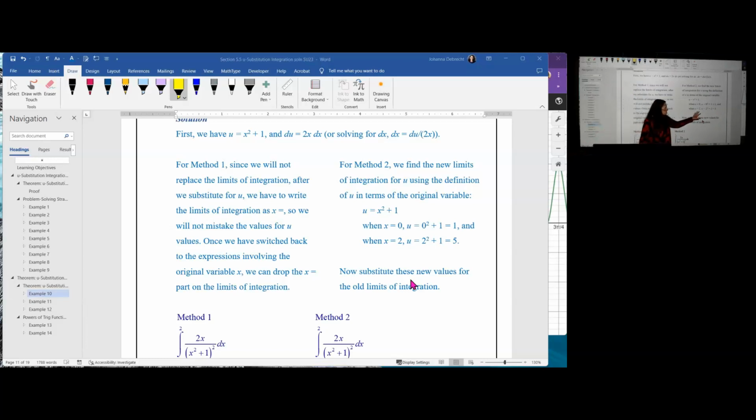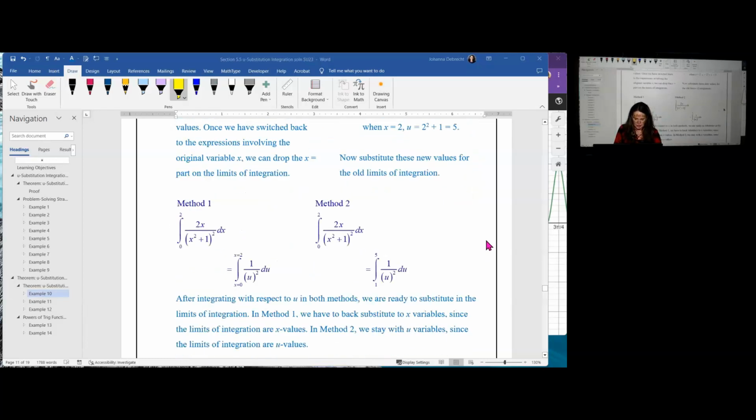When I substitute, this means that instead of x equals 2 for the upper limit of integration, I get u equals 5. Now I substitute the new values into the original integrand. This changes the limits of integration from 0 to 2, which are x values, to 1 to 5, and their u values. It's not necessary to write u equals because they match the variable inside the integral.